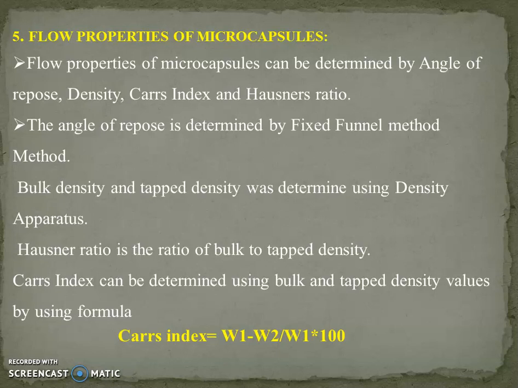And Carr's index is determined using the bulk and tap density values by the formula: Carr's index is equal to W1 minus W2 divided by W1, multiplied by 100, where W1 is the initial weight and W2 is the final weight.